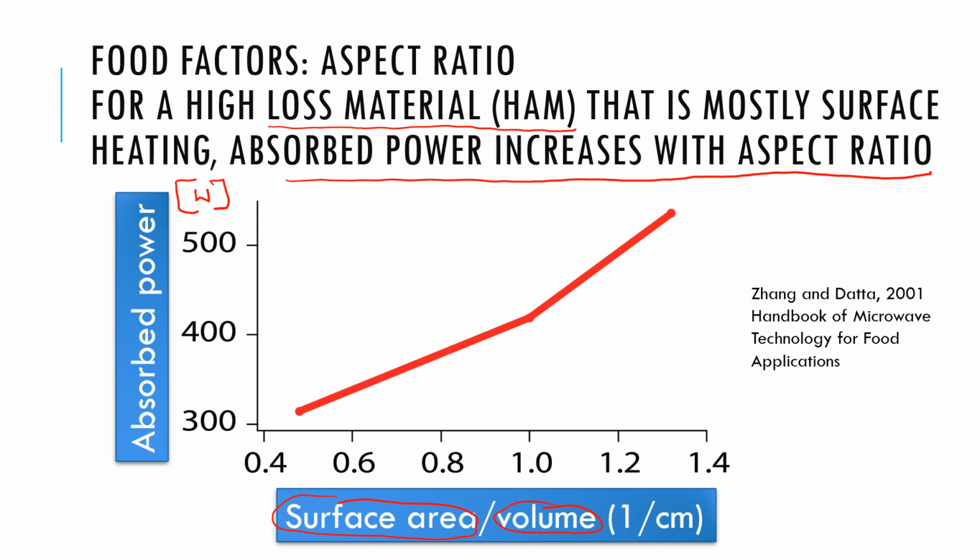As we started this section, I promised that we cannot always come up with sweeping generalizations and very clear-cut statements of different effects. And so here's an example. For surface area controlled heating, higher aspect ratio increases the power absorption. And it's very hard to generalize. At least we do not have easily available information for all kinds of material. This one is for high loss material like ham.